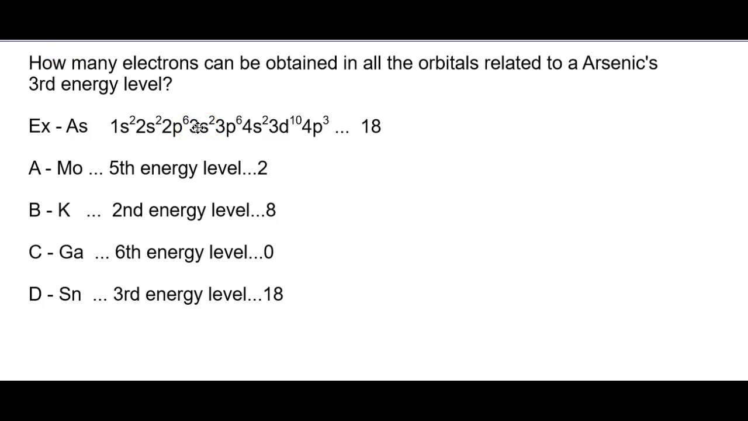Next type of question. How many electrons can be obtained in all the orbitals related to arsenic's 3rd energy level? So I write out the configuration for arsenic. I find the electrons that arsenic has in the 3rd energy level, so these 2 and these 6, that's 8, and these 10 is 18. Let me do that again. It says 3rd energy level right here, so I'm looking at 3. So I see 2 from this 3s2, I see 6 from 3p6, and I see 10 from 3d10. That gets me a total of 18. Try these.